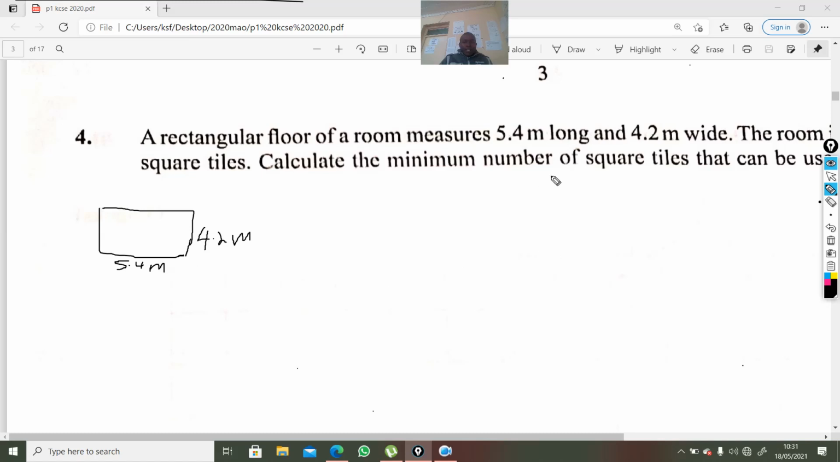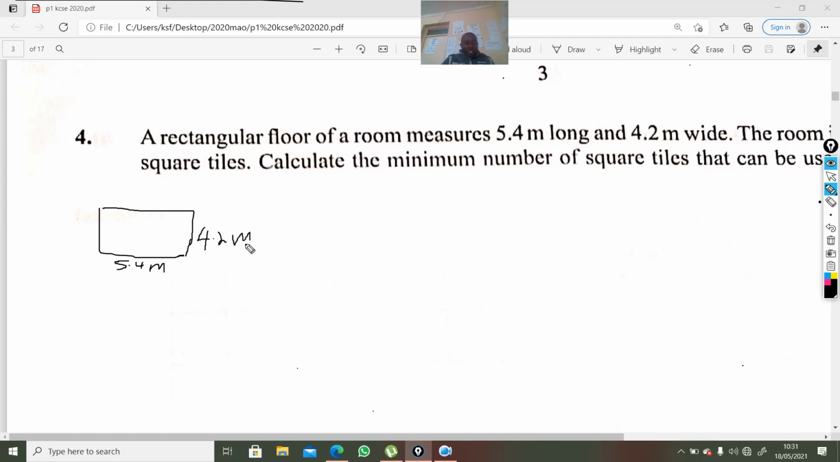Minimum, you've added the term minimum, and therefore you think about KCSE. But remember, we need it to cover the whole thing, so we need to know how many square tiles will cover the length and how many will cover the width. Then we multiply the two, and therefore what you needed to do here is first of all to find the KCSE. Remember, these are decimals and these are in meters.